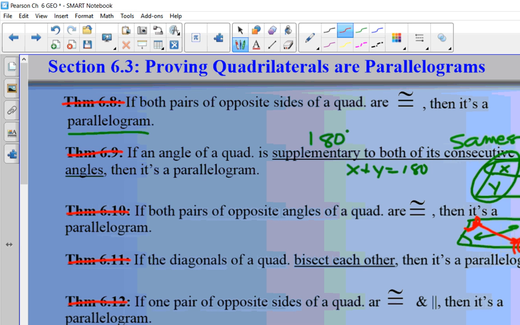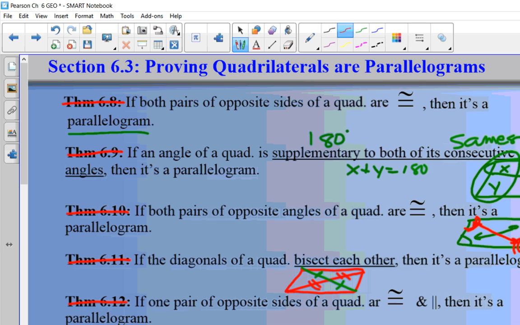Okay. The next one, if the diagonals of a quadrilateral bisect each other, then it's a parallelogram. So remember what bisect means, it cuts it into equal halves. So if I got a diagonal here and then a second diagonal here, if the diagonals bisect each other, that means that this piece is going to be equal to that piece. And then this piece is equal to this piece. If I can prove that, then it's a parallelogram.